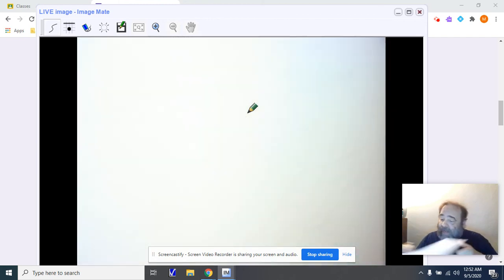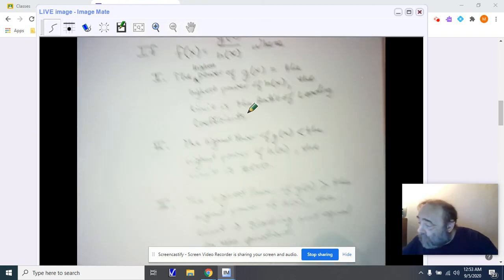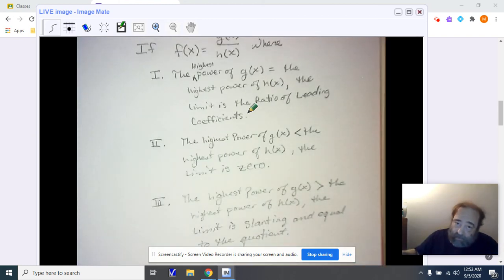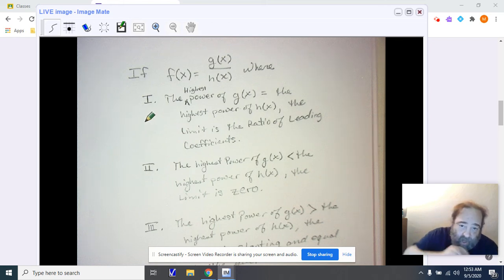Let's just go over them again real quickly. If we have a polynomial written f of x as a top and a bottom polynomial, if the highest power of g of x is equal to the highest power of h of x, then the limit is the ratio of leading coefficients.